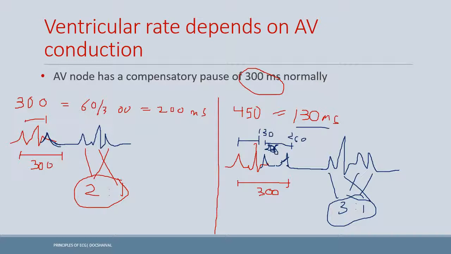How we do it is that we know when the next atrial beat is going to come, and then we compare it with the AV pause. Okay, so this is the concept behind the ratios of the ventricular rate, that is 2:1, 3:1. Usually the ratios are even, but odd ratio can be there.